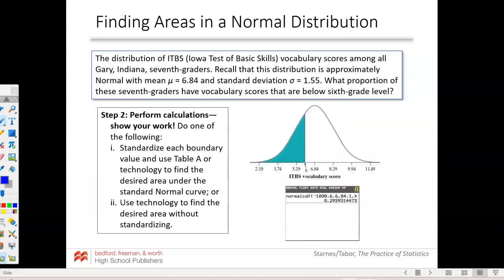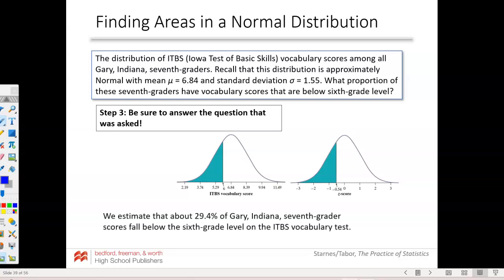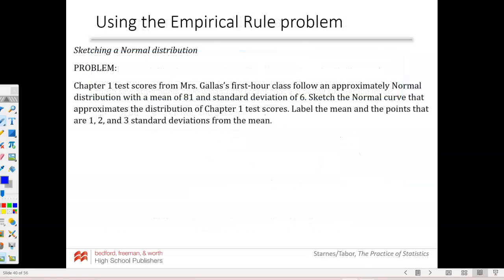You can use a table that the ACT or the AP Stats gives you, but it's so much easier using a calculator. Be sure to answer the question, right? So what proportion of these 7th graders have that? And so 29.4% approximately of the, and then you're parroting back the context of the question, Gary, Indiana 7th grade scores fall below that for the ITBS vocabulary test.